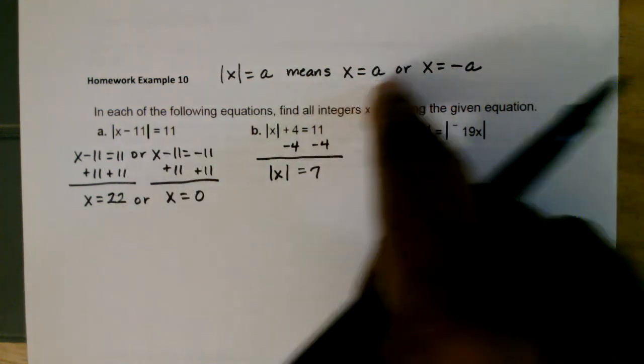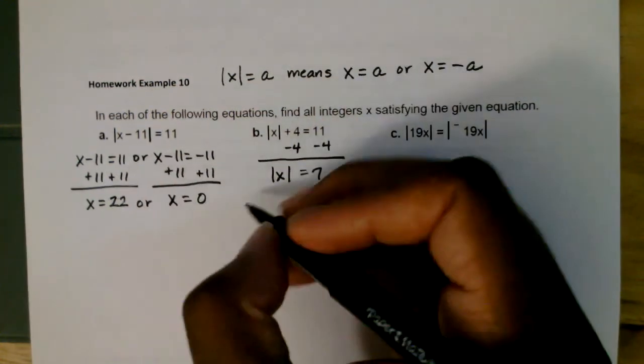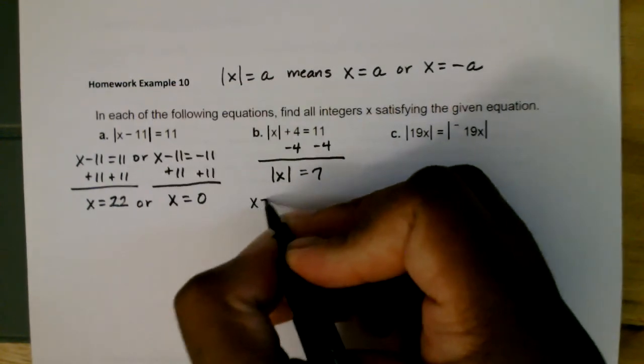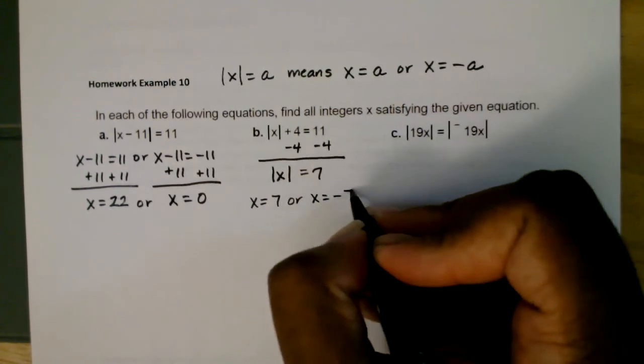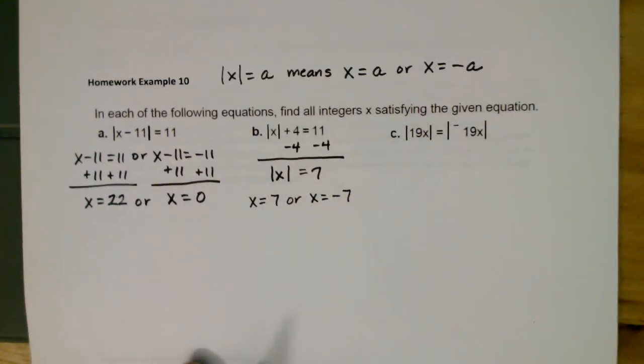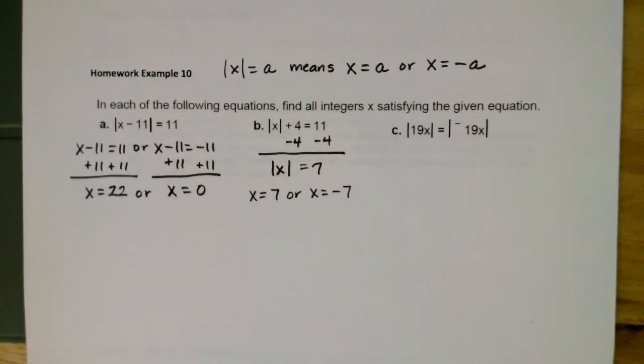Now I need to write my two equations like these here. The absolute value of x equal to 7 means x is equal to 7, or x equals negative 7. And those are my two solutions to this absolute value equation, 7 or negative 7.